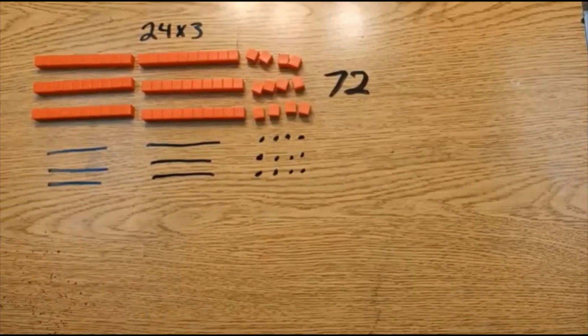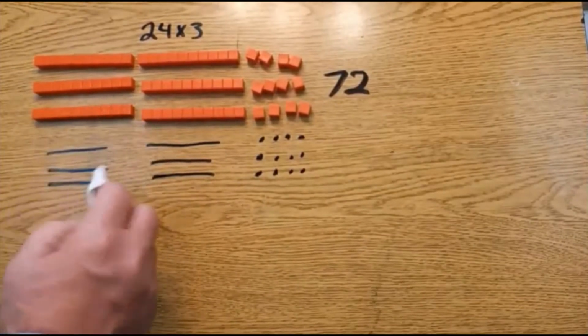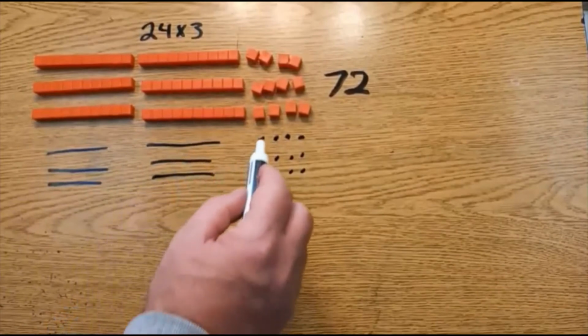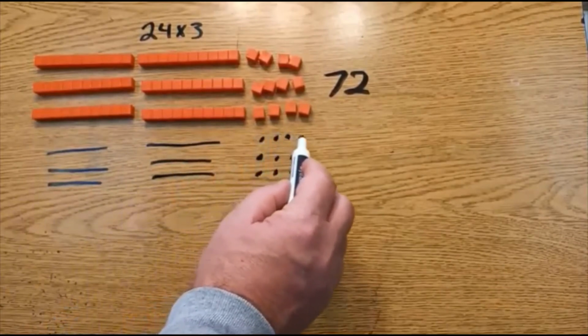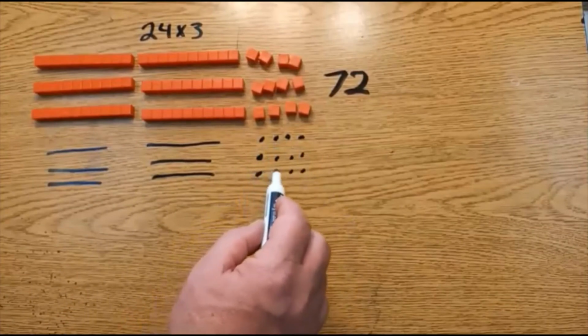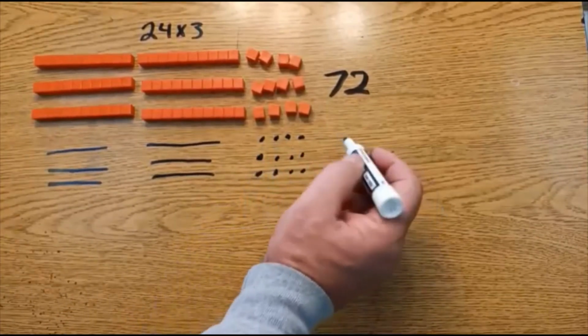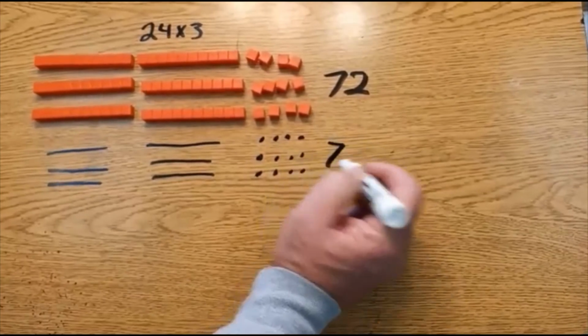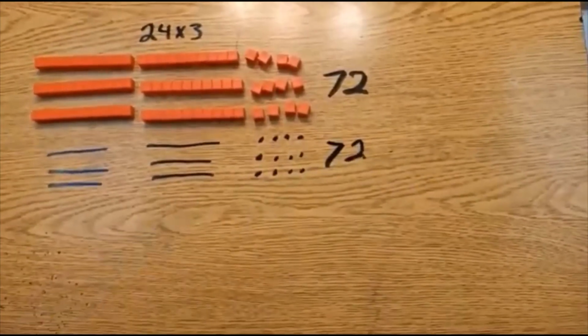And 24 three times. And we count it the same way. That's 10, 20, 30, 40, 50, 60, 61, 62, 63, 64, 65, 66, 67, 68, 69, 70, 71, and 72. So 24 times 3 is 72. Just modeled a different way.